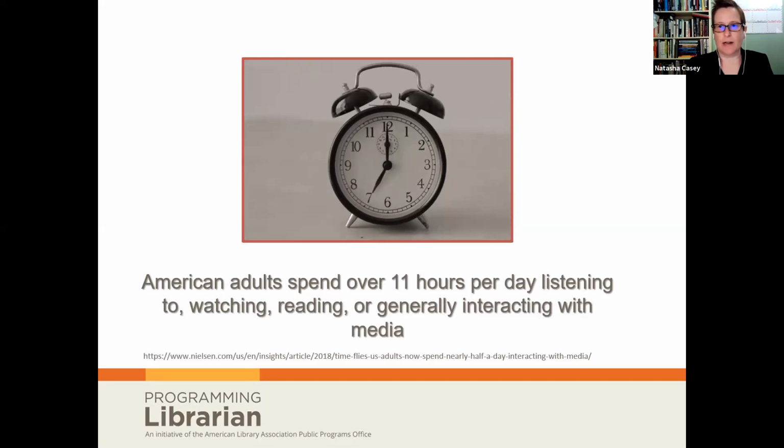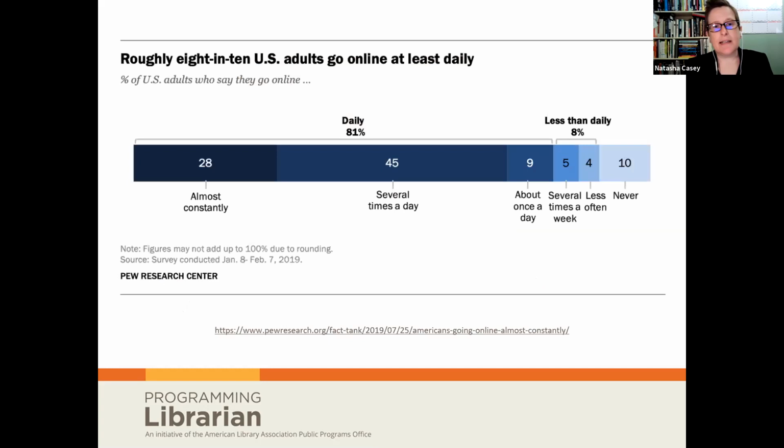But I think what's interesting about this, first of all, that's a lot of media we're consuming every day. Next slide, please, Hannah. But increasingly that media is centered around the internet. And this is no surprise at all, I'm sure, to most of you. According to the Pew Research Center, this is from 2019, roughly 8 in 10 US adults go online at least daily. I think it'd be really interesting to see how the pandemic has affected that number. You know, if it's gone up or down, if people have less or more access as a result of just what's happened in the last year or so.